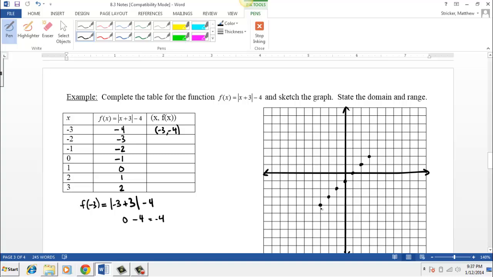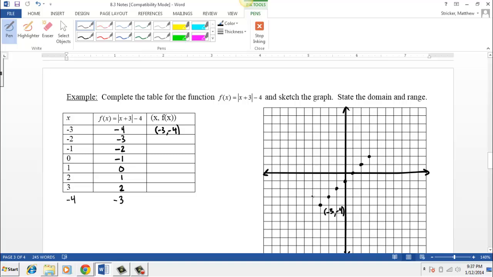So, you know, this value right here is at -3, -4. So maybe I should try plugging in a value to the left of that value, like x equals -4. -4 is the next value to the left over here. If I plug in -4, I get -4 plus 3. -4 plus 3 is -1. Absolute value of -1 is +1. 1 minus 4 is -3.